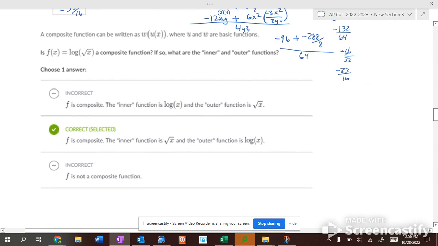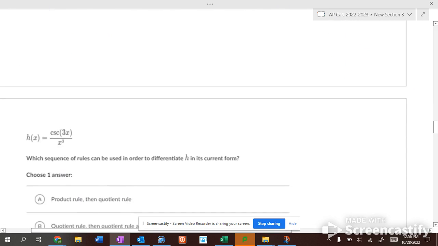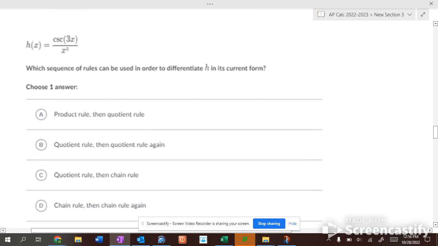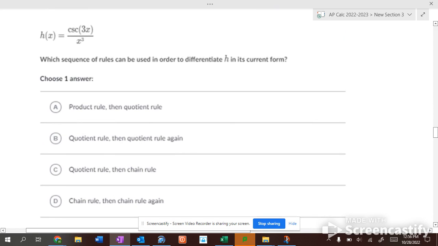Inner and outer functions. The inner is the square root of x. The outer is the log. Hopefully you got that down. Cosecant of 3x over x squared, what would you do? Well, quotient rule and the chain rule, because the top is a chain rule. So it's quotient rule, chain rule.